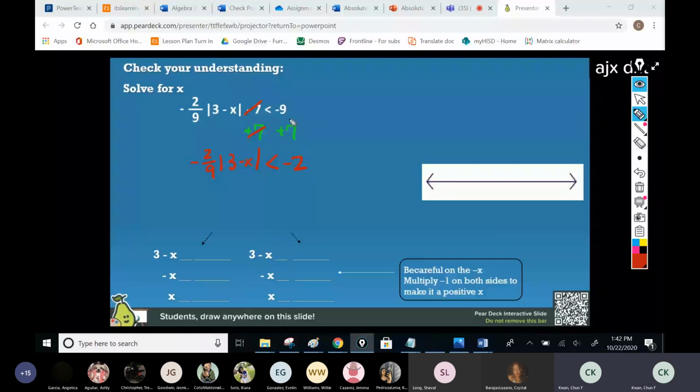-9 plus 7, -2. All right, at this point, you have to take care of the fraction, -2/9. I want to get rid of the fraction, so this is what I'm going to do. I'm going to put the absolute value of 3 minus x up here with the 2, which means you're going to have -2 times absolute value of 3 minus x, the whole thing divided by 9.